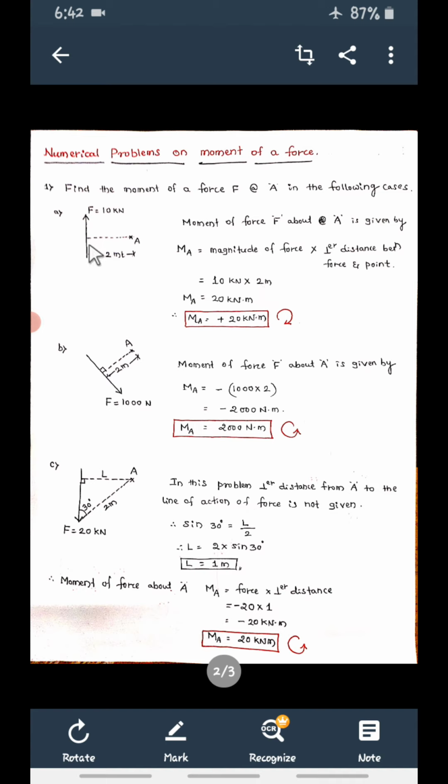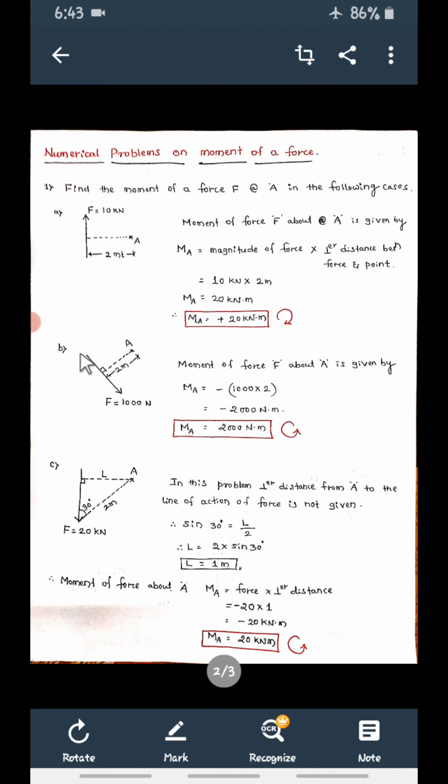10 is force, perpendicular distance between force and point A is 2 meter. So plus 20 kilonewton meter. So that is equal to plus 20 kilonewton meter. So plus means it is clockwise rotation. Remember, plus means it is clockwise rotation. Minus means it is anti-clockwise rotation. Right. So this is the first case.